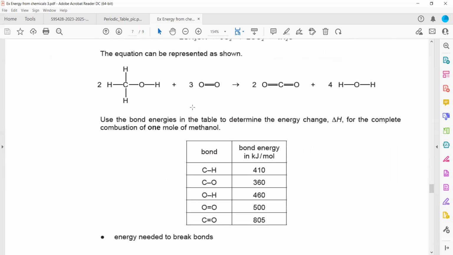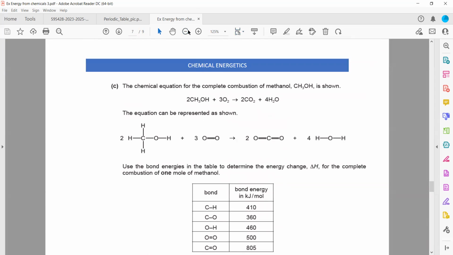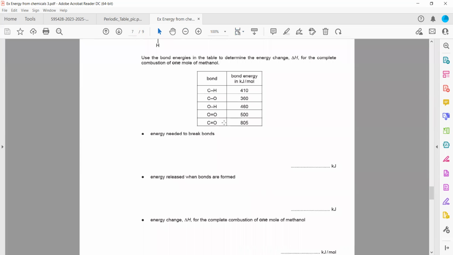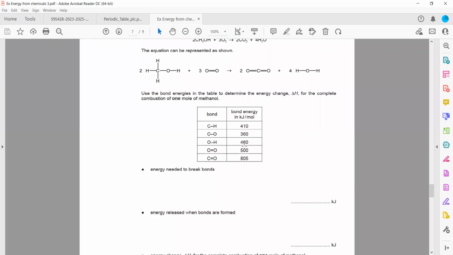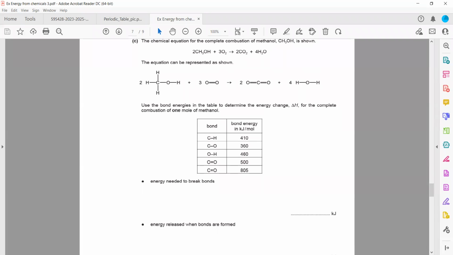Okay, another question, same type, where we need the bond breaking energy and the bond forming energy, and then we need the energy change for combustion of methanol. So first we have to identify the total bonds which we break. The reactant side is always the bond breaking side.